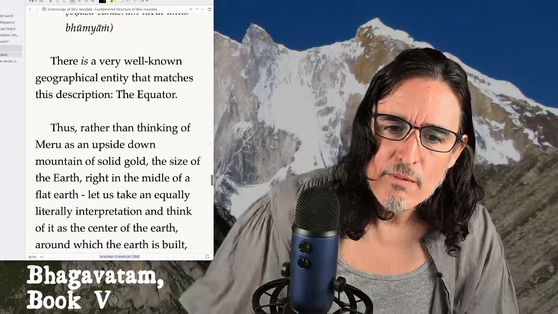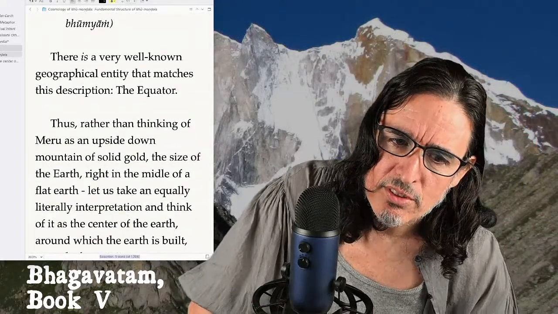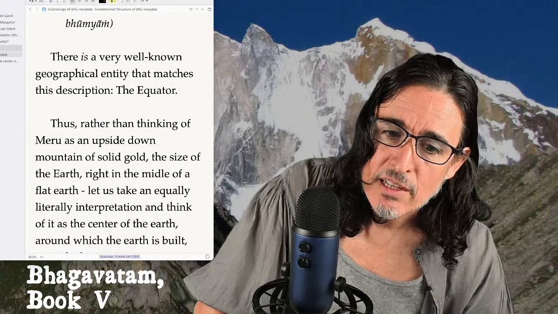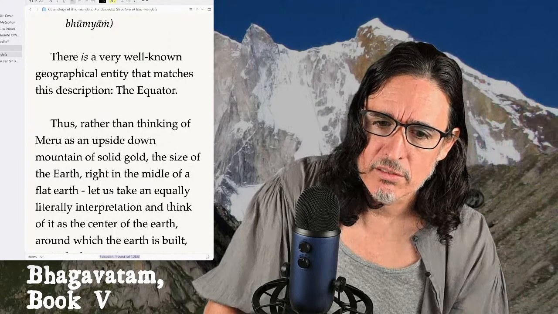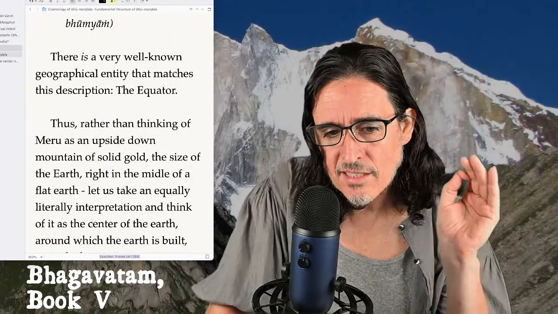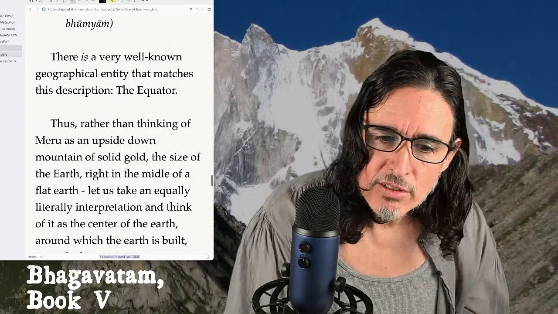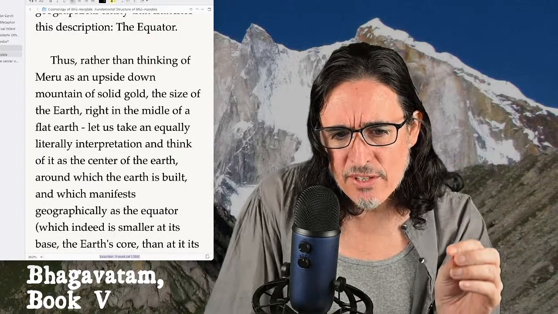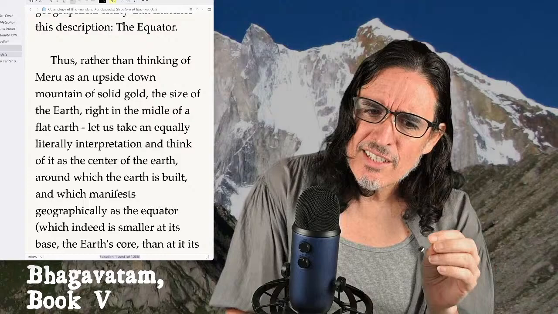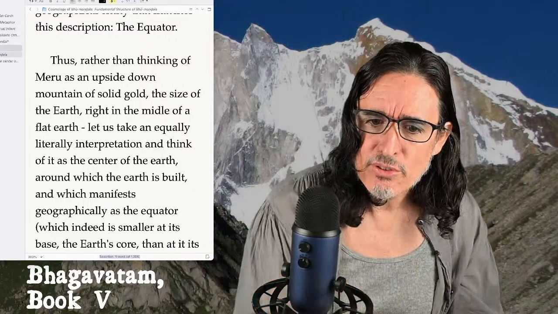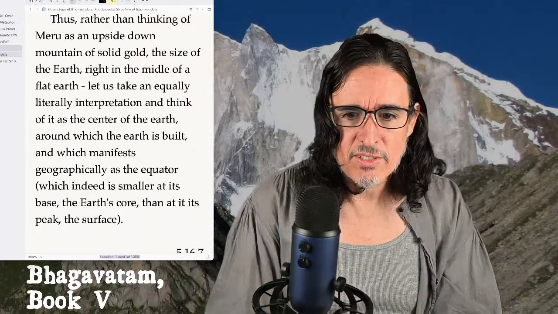Thus, rather than thinking of Meru as an upside-down mountain of solid gold the size of the earth, right in the middle of a flat earth, let us take an equally literal, a more literal interpretation, and think of it as the center of the earth around which the earth is built and which manifests geographically as the equator, which indeed is smaller at its base, the Earth's core, than at its peak, the surface.